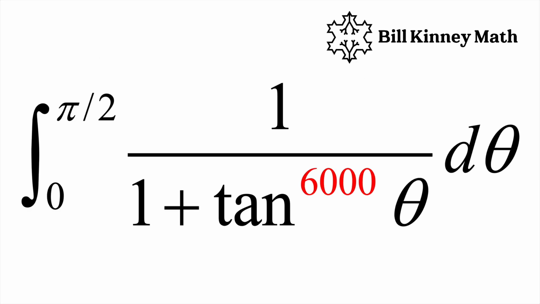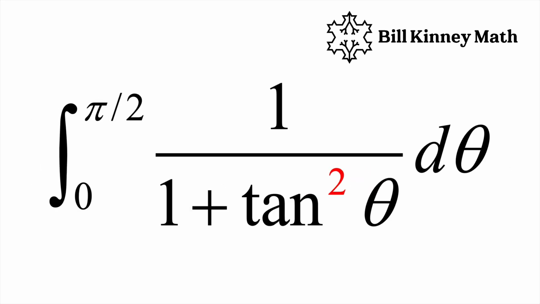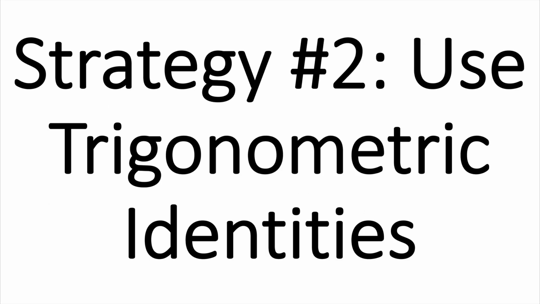That 6,000 power was kind of scary. How about replacing it with, say, a 2? That should set off alarm bells in your mind that we might be able to use a trigonometric identity to solve this. In fact, that's one of the main themes of this video. Trigonometric identities are really useful problem-solving tools.